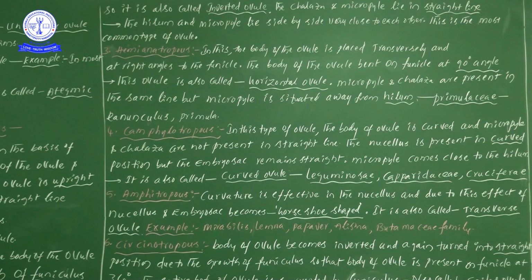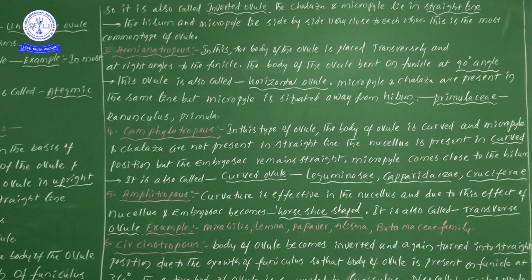So the body of the ovule is present on the funiculus at 360 degrees. Thereby the entire body of the ovule is surrounded by the funiculus. Diagrams also, definitely, I'll show you while the explanation is going on. So here, due to the growth of the funiculus, the body of the ovule is present on the funiculus at 360 degrees.